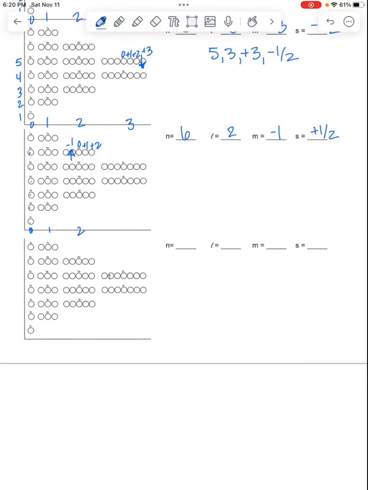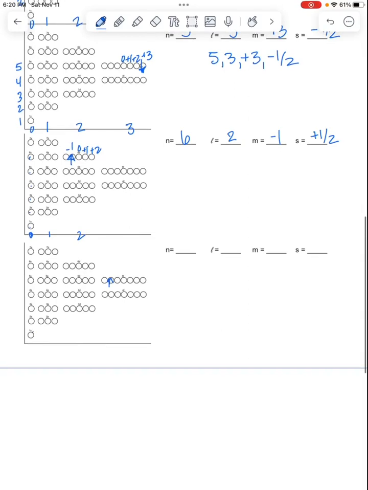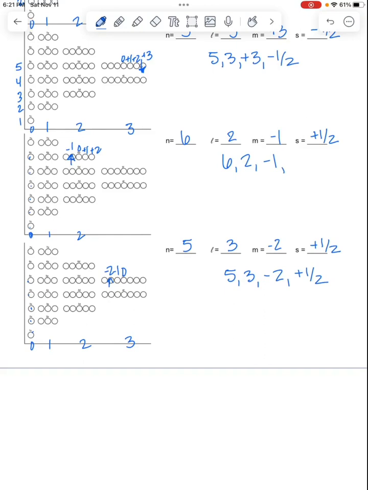And here we are on our last one. Here's our arrow. Again, take a second, see if you can do it. Here we go. 1, 2, 3, 4, 5, N is 5. 0, 1, 2, 3, L is 3. 0, negative 1, negative 2. And it's up, so it is positive 1/2. So that's 5, 3, negative 2, positive 1/2. Looks like I forgot to write the quantum number on the one before, so let's go ahead and do that. 6, 2, negative 1, positive 1/2. All right, we did the whole worksheet there.